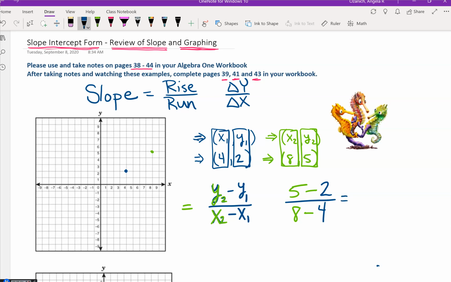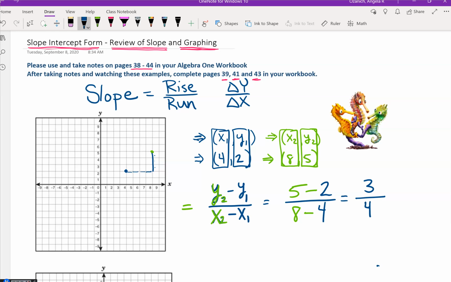So take a look what happens here with the numbers, and take a look what happens here with our picture. 5 take away 2 is 3. We know that's the change in y. And we can actually see 1, 2, 3 boxes right there along that y-axis. If I do 8 minus 4, that's going to be 4. That's my change in x. And I can see 1, 2, 3, 4 boxes there as my change in x.